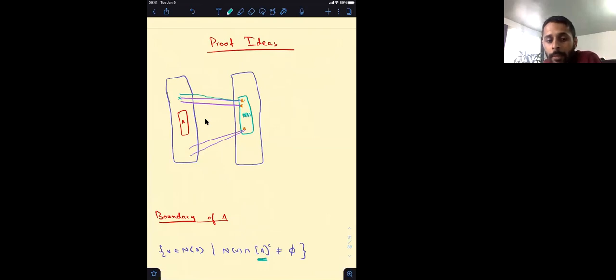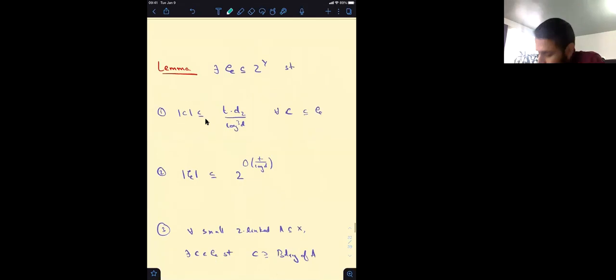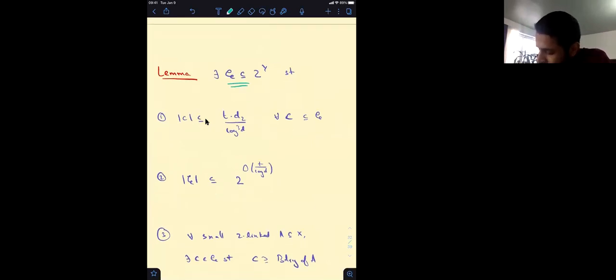Okay. So the main sublemma is that there is a family of subsets of Y, such that each element of this family is small. It has some bounded size. The family itself is small. Again, the quantities are not very important.